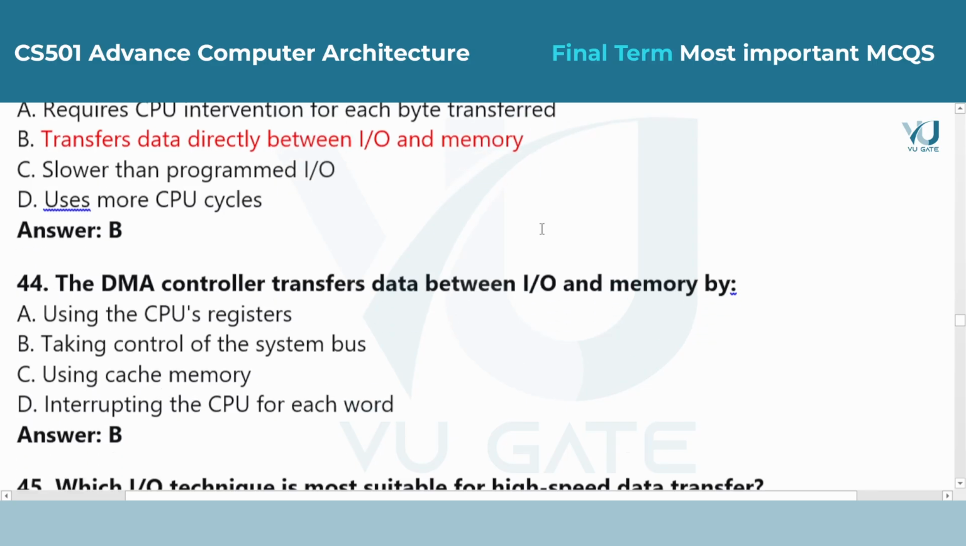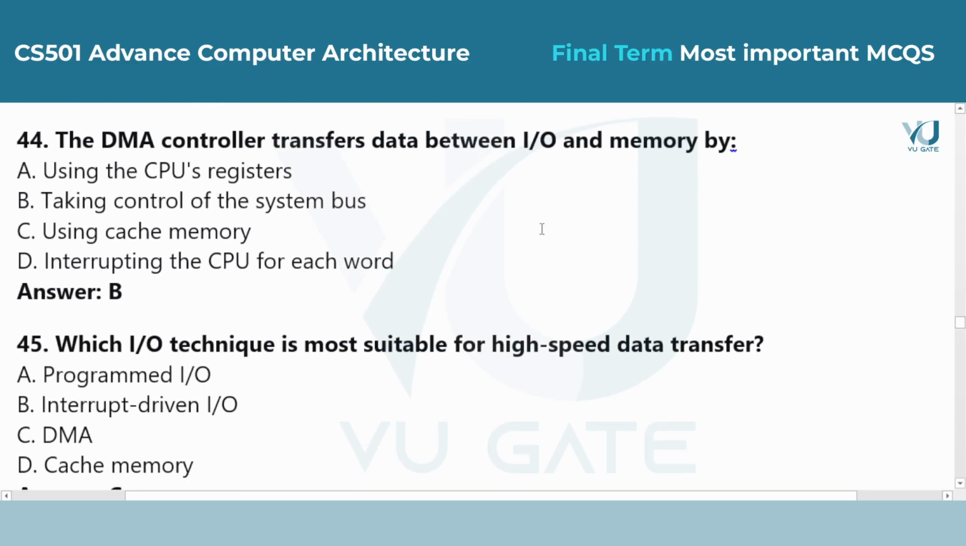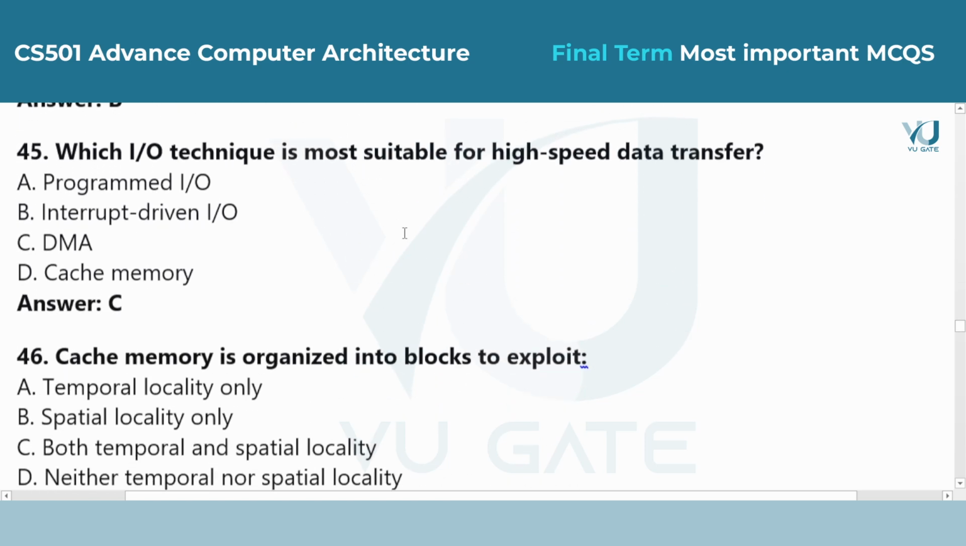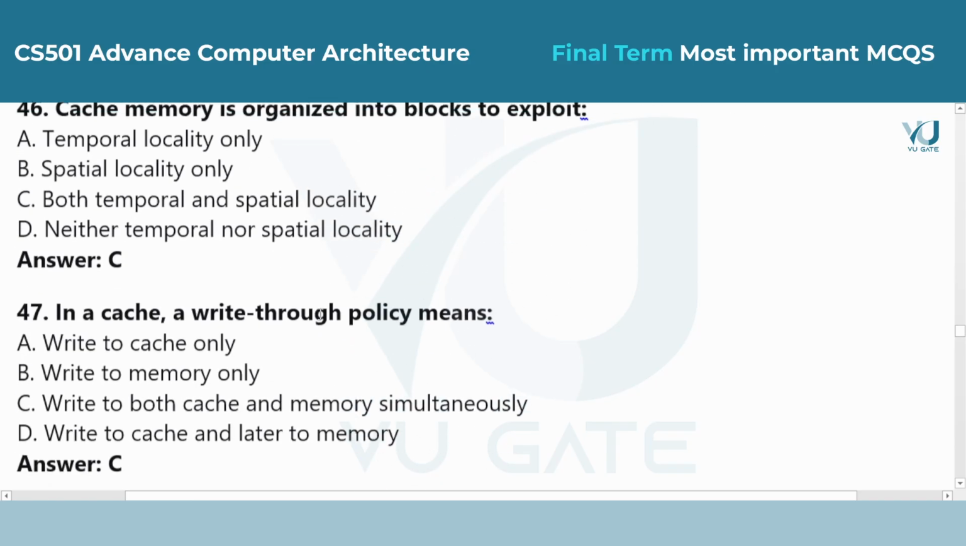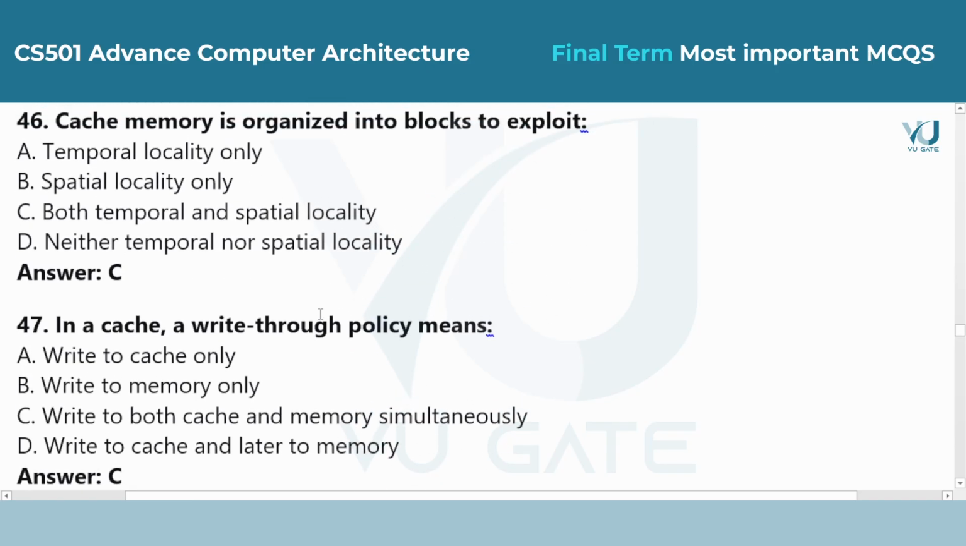44. Question: the DMA controller transfers data between I/O and memory by? Answer: B, taking control of the system bus. Concept: it steals bus cycles from the CPU to move data quickly and independently. 45. Question: which I/O technique is most suitable for high-speed data transfer? Answer: C, DMA. Concept: DMA is essential for devices like hard drives and network cards that move massive amounts of data. 46. Question: cache memory is organized into blocks to exploit?